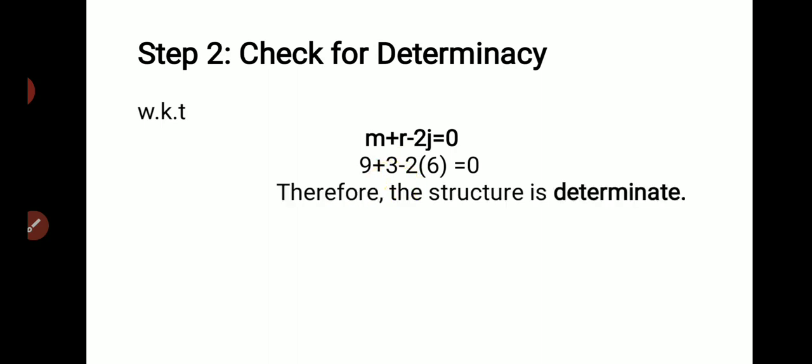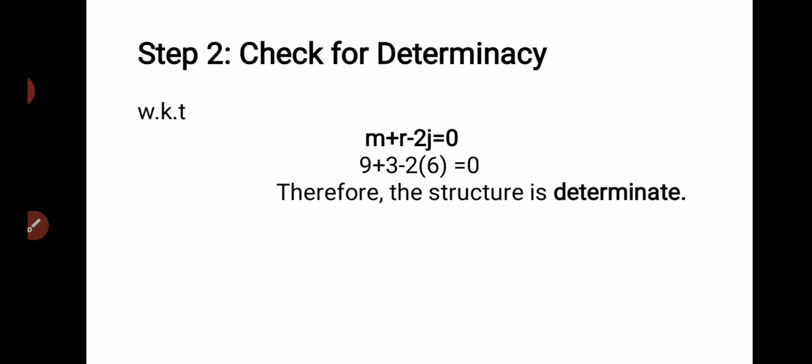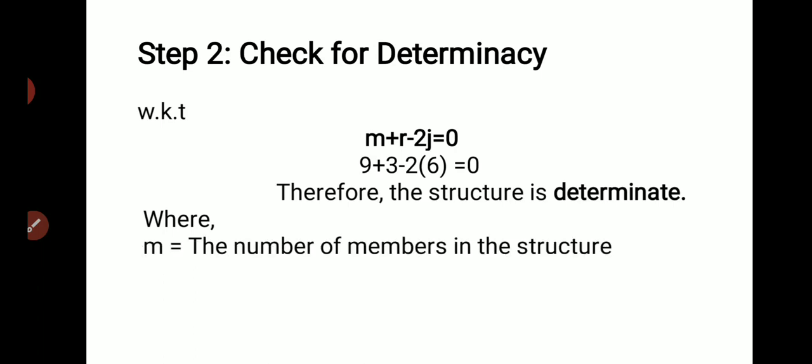J is the number of joints for the overall truss. The joints are A, B, C, D, E and F, so there are 6 joints. Therefore m is equal to 9, r is equal to 3 and j is equal to 6. Therefore the determinacy will be equal to 0, which means the formula gives 0. Therefore the structure is said to be determinate.